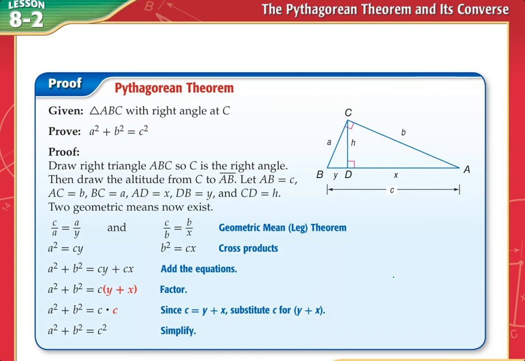Okay, Pythagorean theorem says given triangle ABC with right angle at C. So this is just the proof of the actual theorem, and so you won't actually have to worry about knowing the proof. But here it is in case you want to look it over.